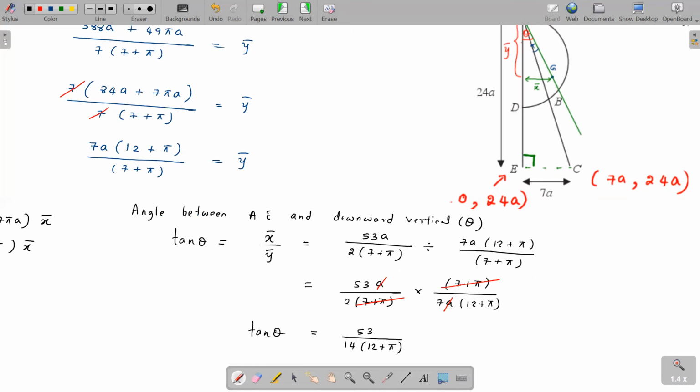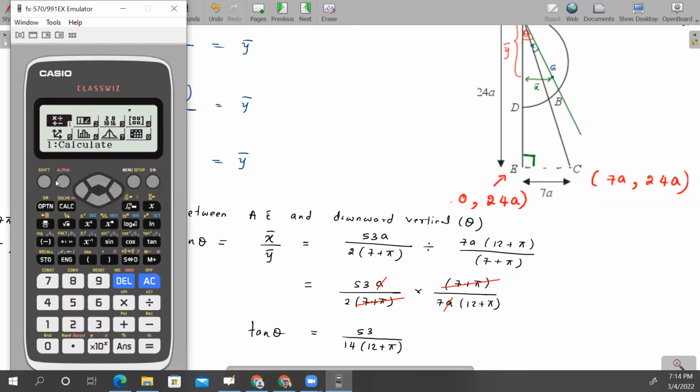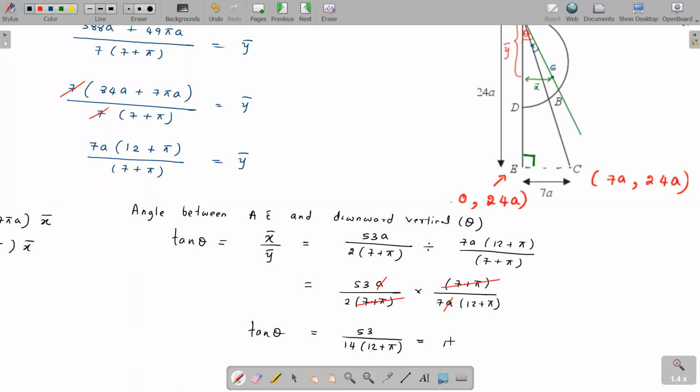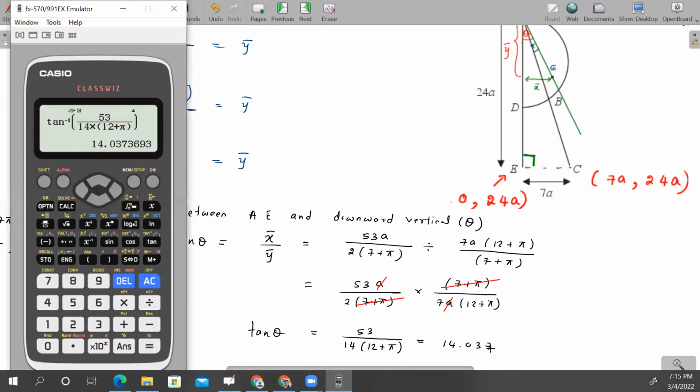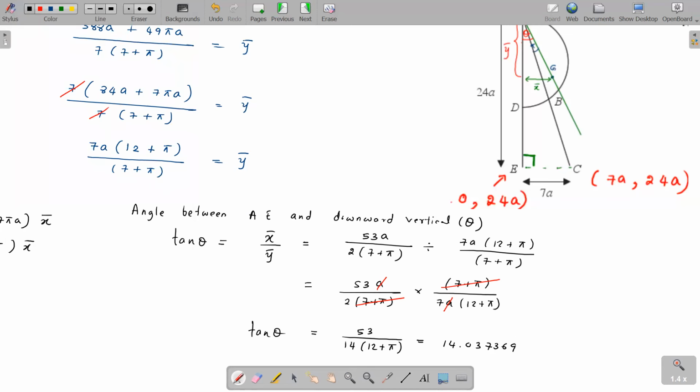So with the calculator in degree mode, tan inverse 53 over 14 times 12 plus 5. Okay, so that gives me how much? I get 14.037. Let's write a few extra digits: 14.037369. Okay, so that's the angle theta.